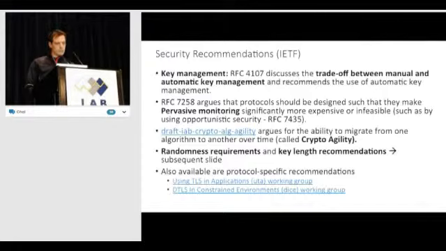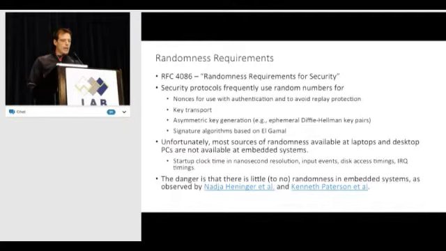RFC 4086 provides recommendations on randomness requirements, and they are very important in the context of security protocols because those require randomness in various places, such as nonces for key transport, for key generation, asymmetric key generation, and also for certain signature schemes. So it's a crucial aspect. In the PC world, or on the server side, that's very easy to accomplish. However, in the embedded and IoT space, that turns out to be complicated because many of the sources of randomness are not available. I list a few examples here: clock timings, input events like mouse movements, keyboard clicks, disk access timings, IRQ timings, and so on, are not available.